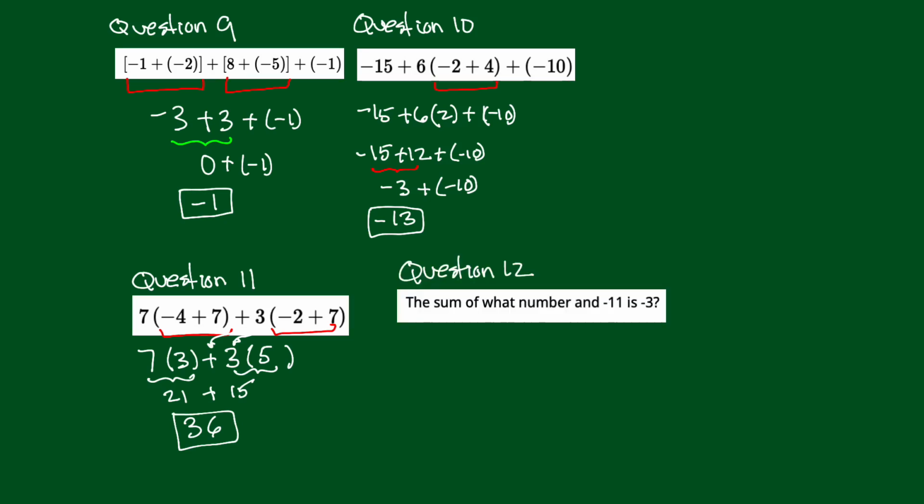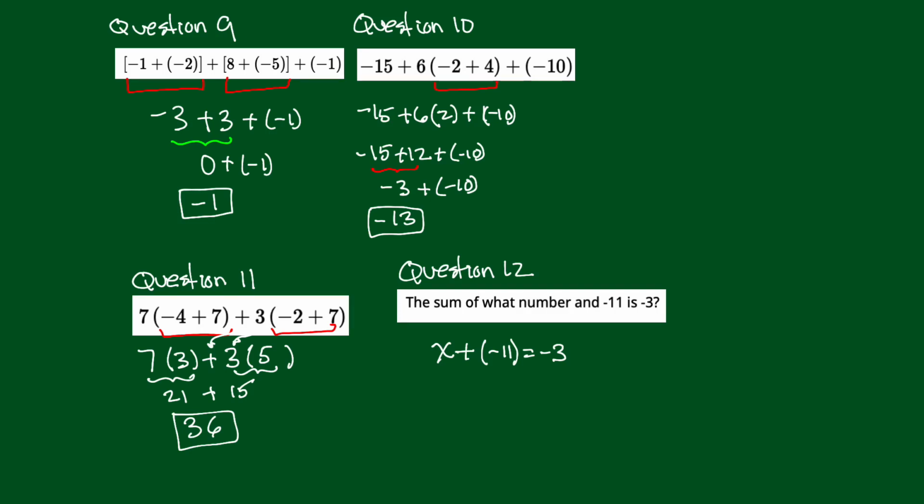Oh, 12 is a little bit different now. It says the sum of what number and -11 gets us to -3. So what I'm looking for is this. The sum, now that's an addition, of what number and -11. So what if I just let that number be x and -11 is equals negative 3. So I've just developed a little equation by writing exactly what I see. The sum of what number, x, and negative 11 is equals negative 3.